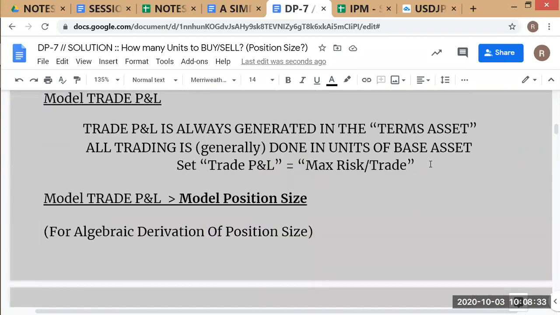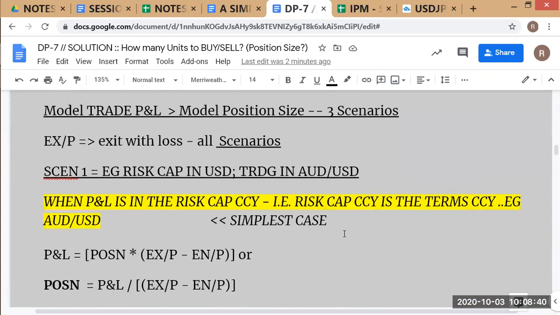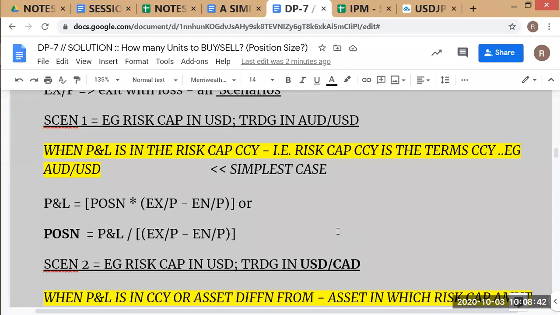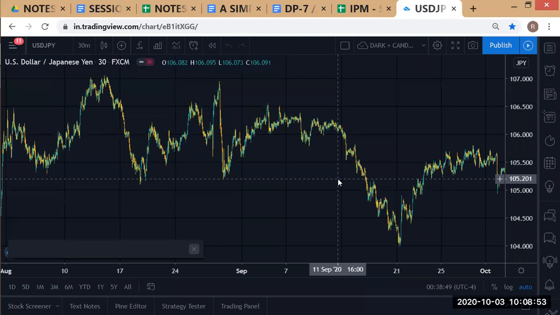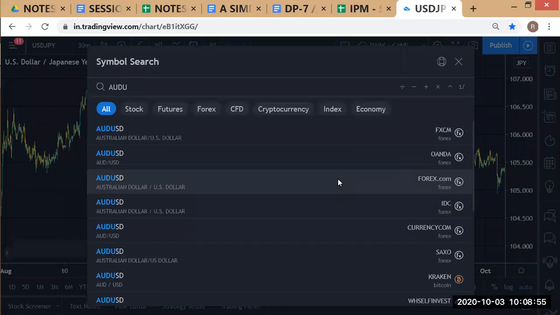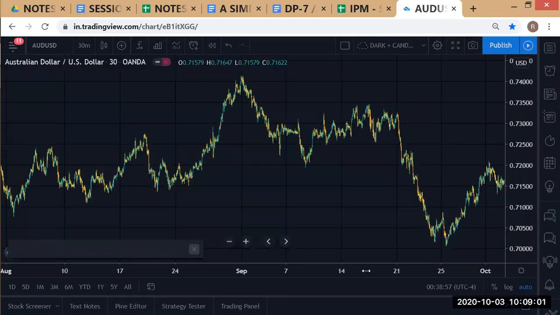I'll repeat this condition here so that you remember easily what we are doing. What is our goal? We are trading in the Aussie, so let's convert this to Aussie. We are starting from a very basic scenario, and then we'll move on and repeat scenario 2, which we did in the previous session.